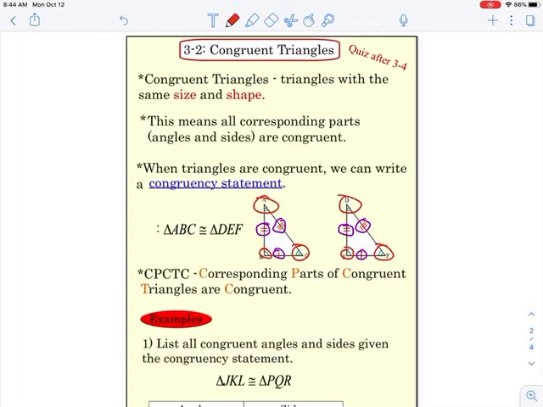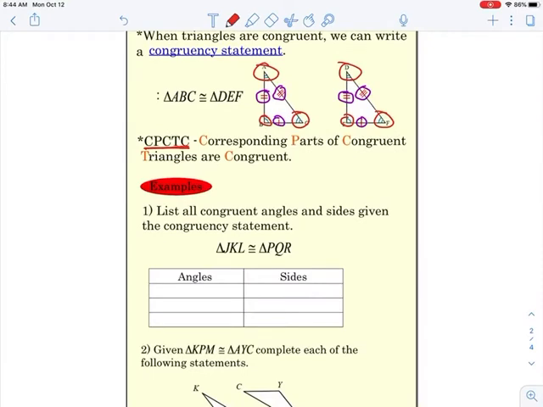So this is a statement that we're going to use inside of our triangle proofs a lot. CPCTC. What does that stand for? Corresponding parts of congruent triangles are congruent. So basically everything that I just said in terms of which side was congruent to which side and which angle was congruent to which angle is because of CPCTC. Corresponding parts of congruent triangles are congruent.